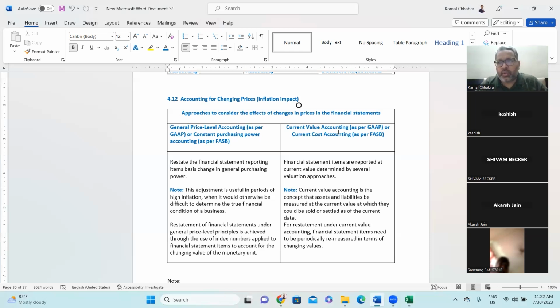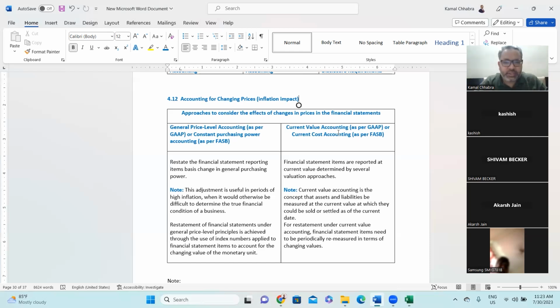Every country issues a purchasing power index, PPI. For any country or any economic conditions, you can easily find the PPI. You need to take the previous year number and current year number to identify what is the inflation impact from previous year to current year. And that impact you need to adjust in the financial statement, right? This adjustment is useful in a period of high inflation when it would otherwise be difficult to determine the true financial condition of the business.